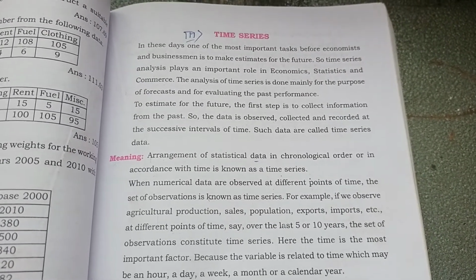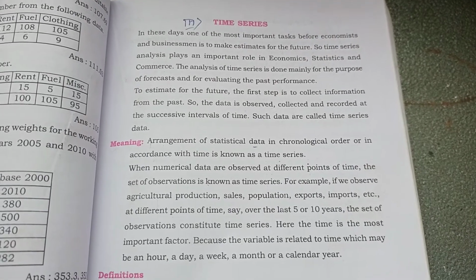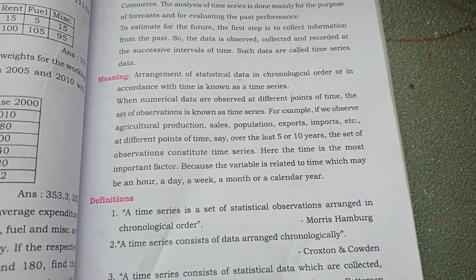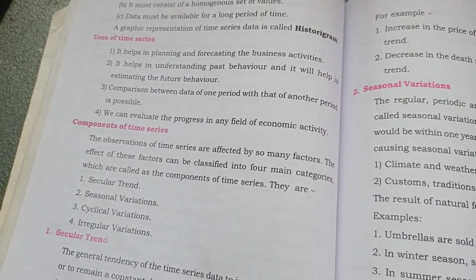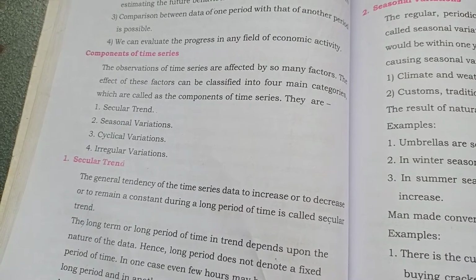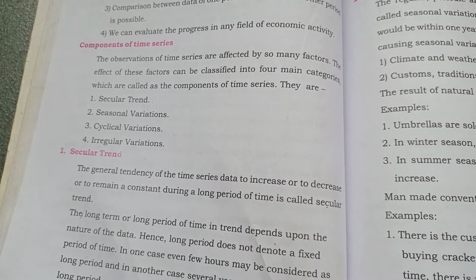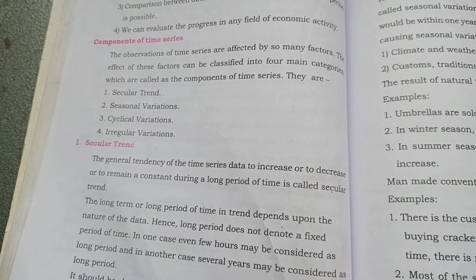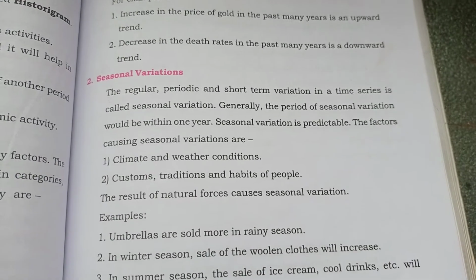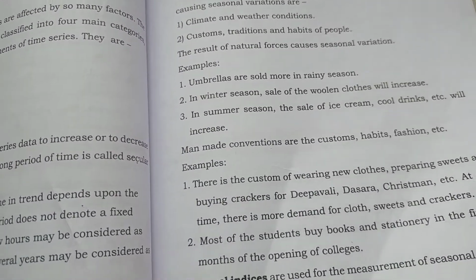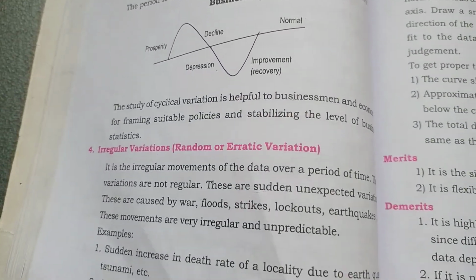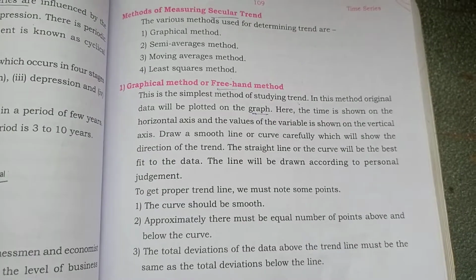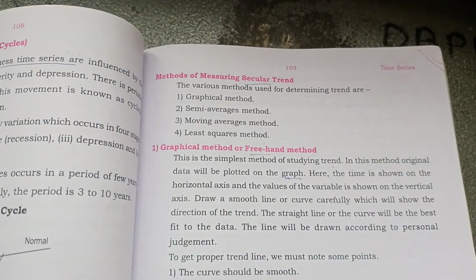As we know, we have started the third chapter in statistics, that is time series. In previous sessions we have discussed the meaning and definition of time series, the uses of time series, and the components of time series. The four components are the secular trend, seasonal, cyclical and irregular. We have discussed all four components' definitions, along with the business cycle. And we have started with the first method, called the secular trend.